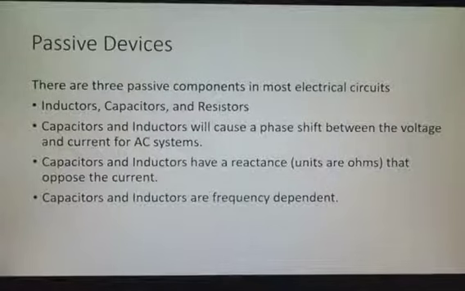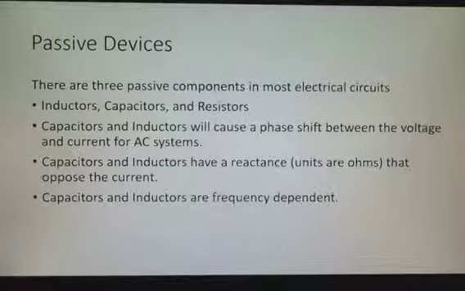So there's 3 passive components in most electrical circuits: inductors, capacitors, and resistors. And so capacitors and inductors will cause a phase shift between the voltage and current when you're using AC. And also we're going to be able to compute capacitive reactance and inductive reactance. Those units are in ohms, and it opposes the current.